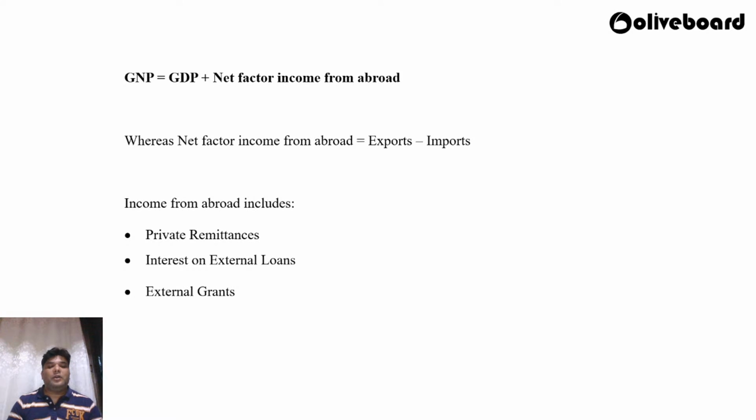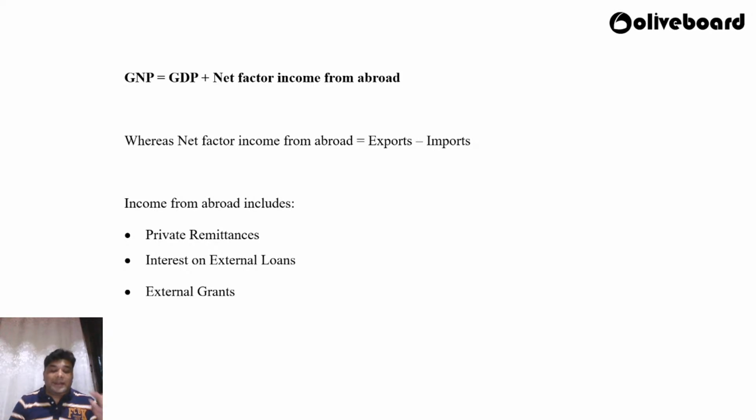Whereas when you talk about रिसीट ऑफ ग्रांट्स देन वो कम मिलता है, तो ओवरऑल इम्पैक्ट क्या हुआ? नेगेटिव. सो इंटरेस्ट ऑन एक्सटर्नल लोन्स नेगेटिव है, एक्सटर्नल ग्रांट्स भी नेगेटिव टेरिटरी में आता है, सिर्फ प्राइवेट रेमिटेंसेस पॉजिटिव टेरिटरी में आएगा. तो नेट फैक्टर इनकम फ्रॉम अब्रॉड विच इज एक्सपोर्ट्स माइनस इंपोर्ट्स पॉजिटिव रहेगा कि नेगेटिव रहेगा? ऑफ कोर्स नेगेटिव रहेगा, राइट.